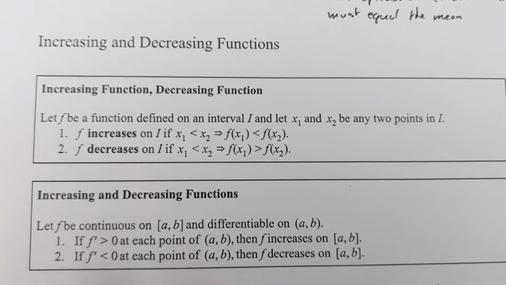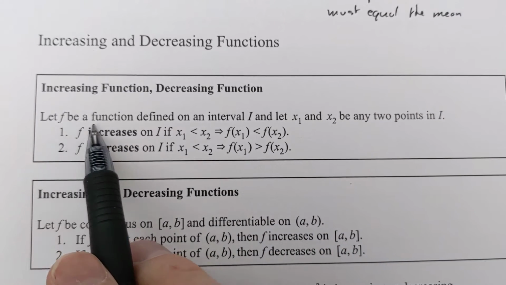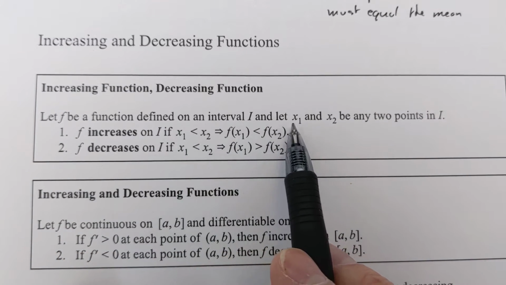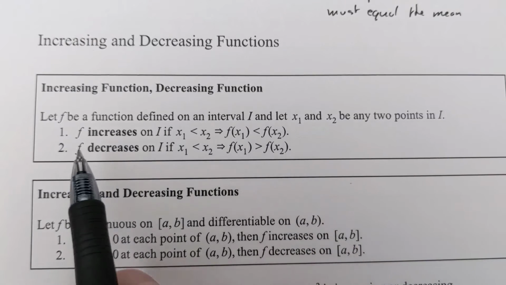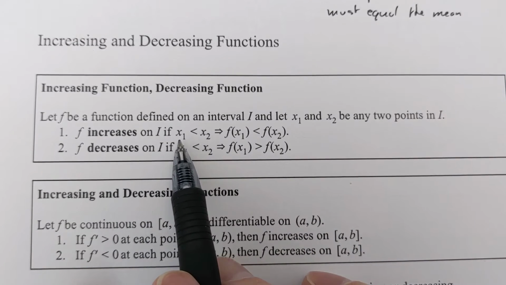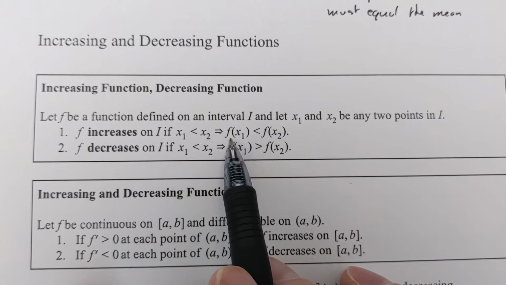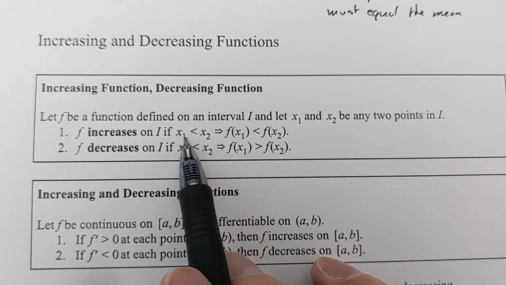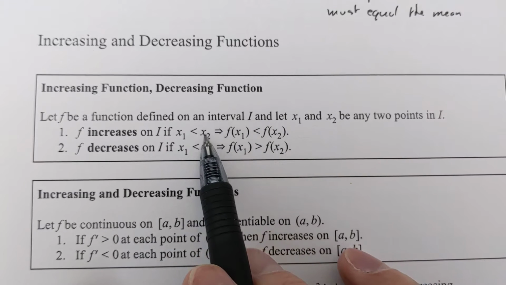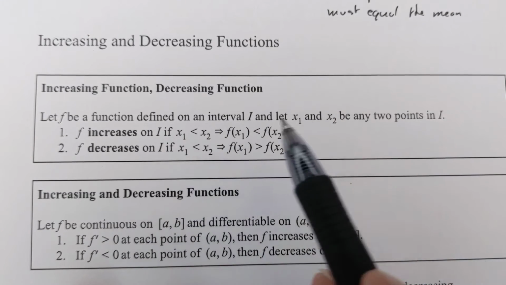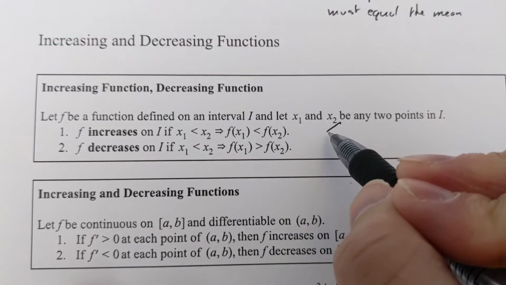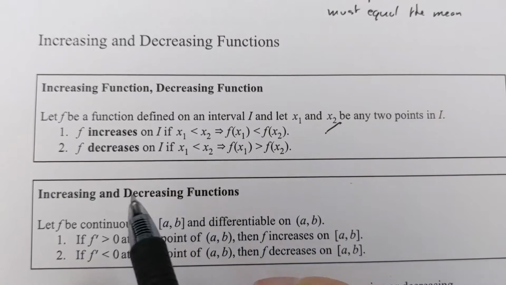Okay, so increasing, decreasing functions. Let f be a function defined on the interval I, and let x1 and x2 be any 2 points in that interval. F increases on I if, when x1 is less than x2, f of x1 is less than f of x2, which means the y value that corresponds to x1 is less than the y value that corresponds to x2. And x2 is to the right of x1. Essentially it means the graph has to rise from x1 to x2.